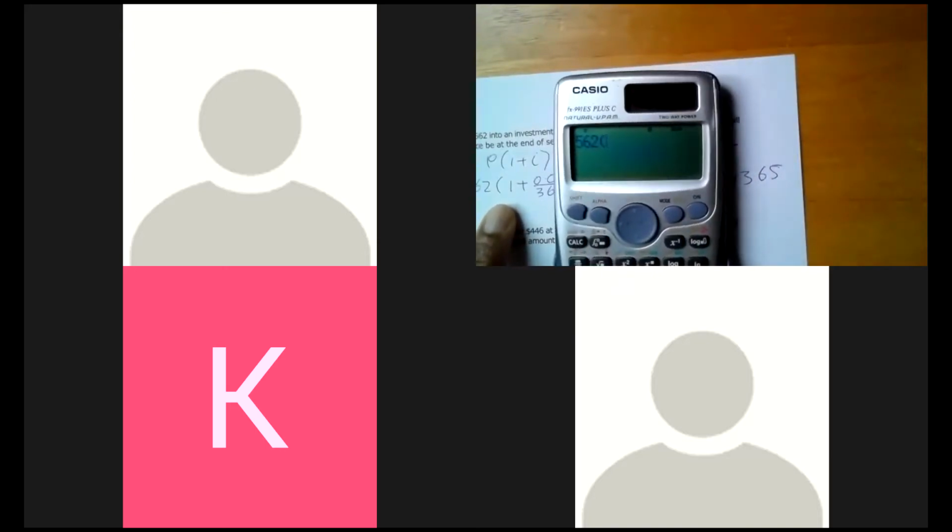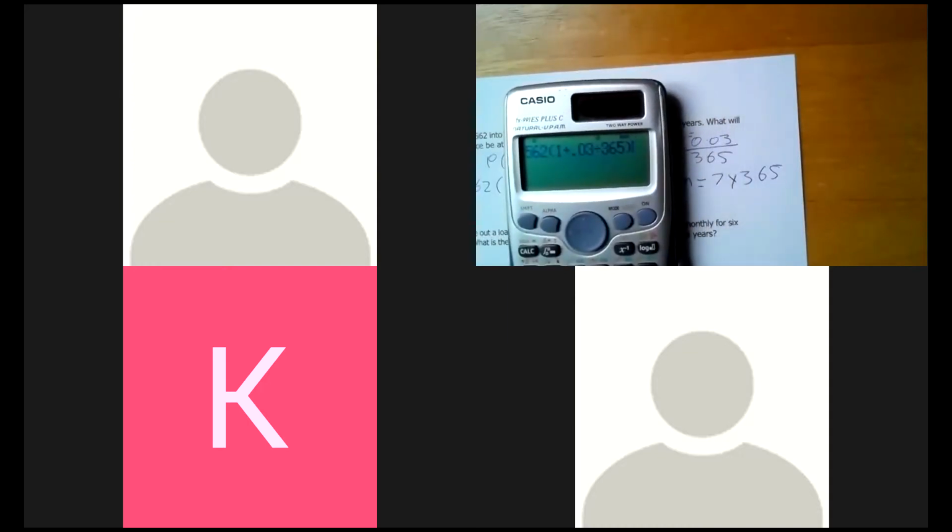562, open bracket, 1 plus 0.03 divided by 365, close my bracket. Can you see what I'm putting in the calculator? Yeah. Raised to the power of, now hopefully your calculator is similar to mine, 7 times 365.